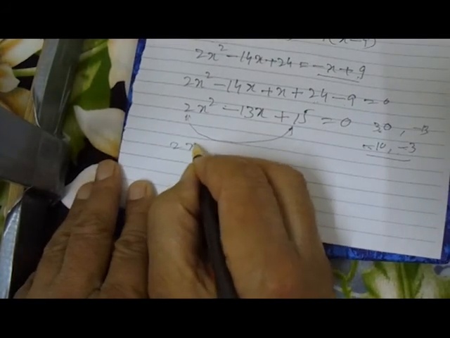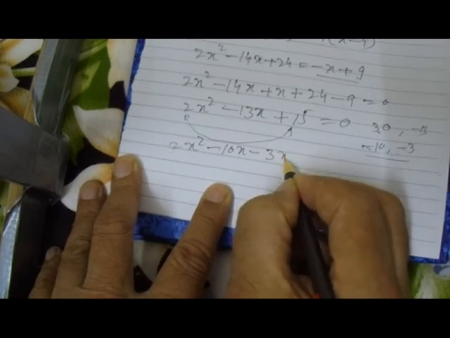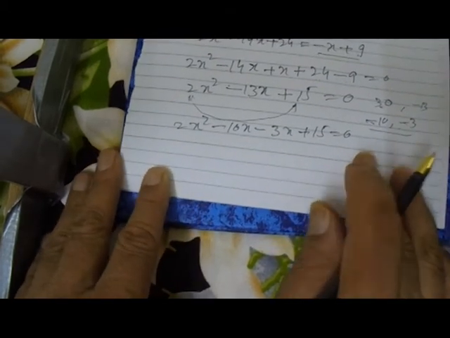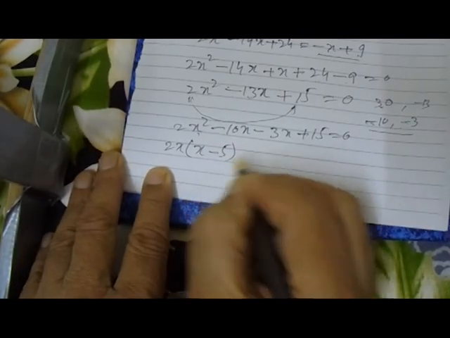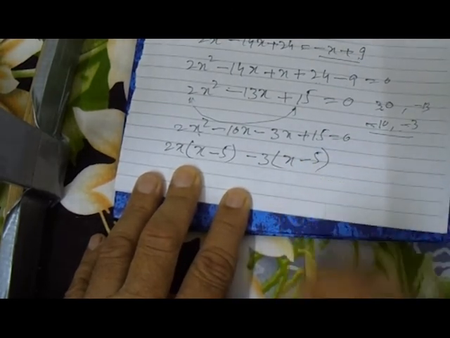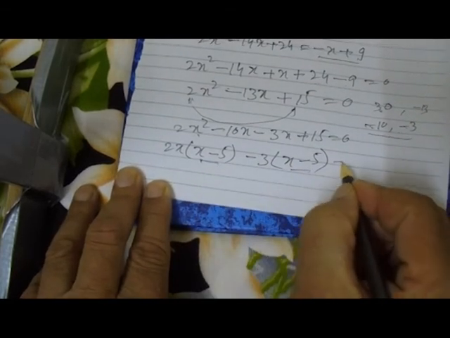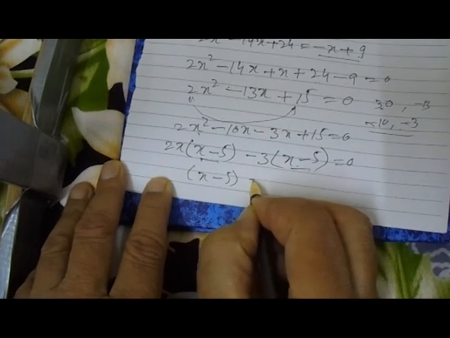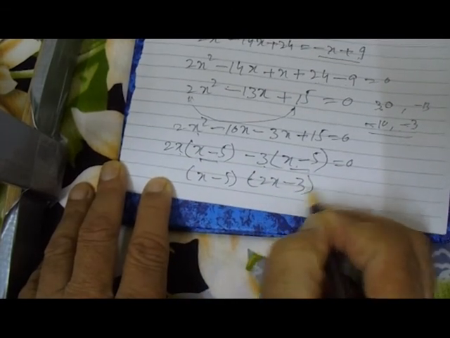We write 2x square minus 10x and minus 3x and plus 15 is equal to 0. We take 2x common from this, 2x times x minus 5. Now here we take minus 3 common from this, x minus 5. Take common x minus 5 multiplied by 2x minus 3. 2x minus 3 is equal to 0.